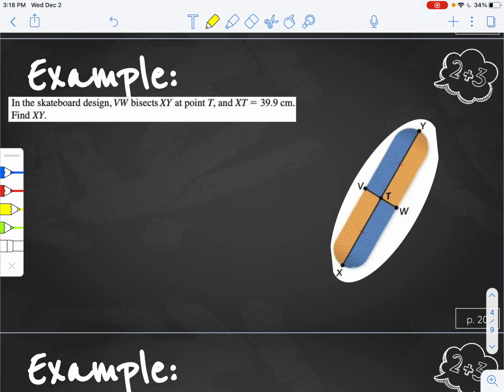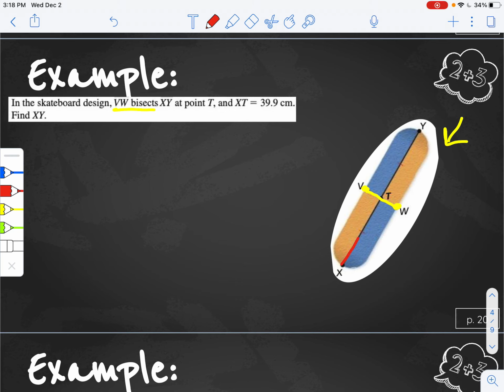So we're just going to jump into a couple of examples here, and that's all that we look at today. Those two terms are the only two terms that we look at today, and we have a couple of examples here. In the skateboard design, which you can see I beautifully cropped out of our textbook right over here on the side.